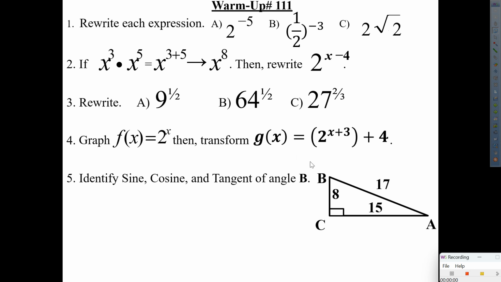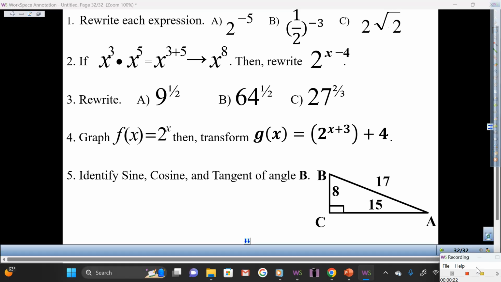So, copy and go. Number 1. What'd you get for 1A? 1/32, that is correct. How about B? Eight, that is correct. How about C?